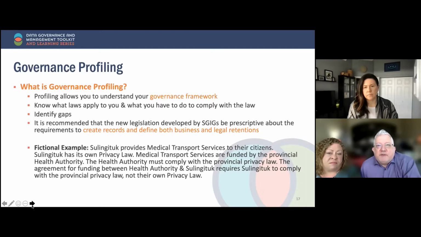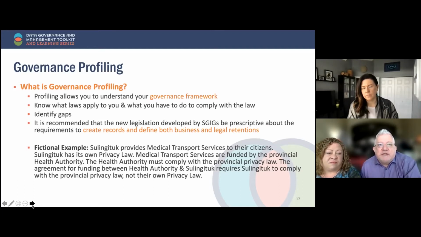Since SGIGs have the power to create their own laws, we recommend that they legislate what records to create and how long to retain them. By doing so, this makes the disposition phase of the life cycle of the record easier, since the law would clearly prescribe for how long to retain the records. Also on the slide is a fictional example that is based on a common line of business that we've seen in SGIGs and other First Nations organizations.